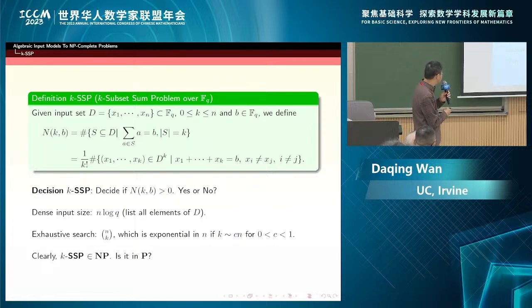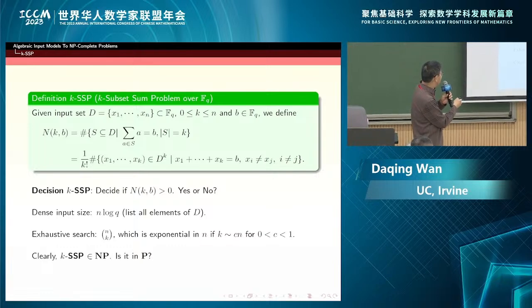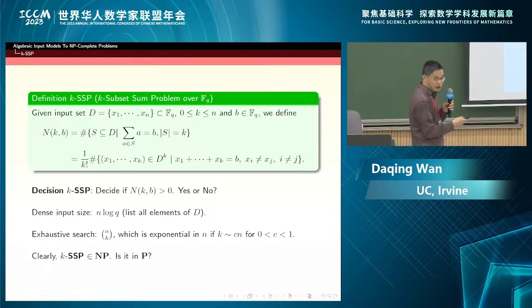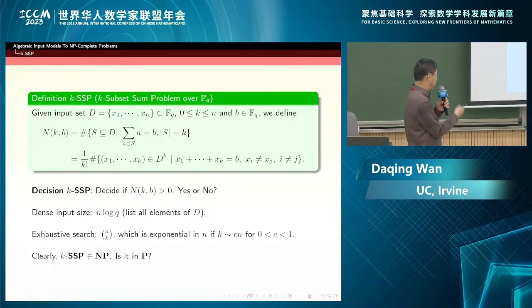Again, the input size is just writing down the subset D. It takes time n log q. Just list all the elements. And here, exhaustive search: we just try all k-element subsets of n elements, which is n choose k. But n choose k is again exponential in n if k is proportional to n, let's say. So clearly, this is in NP, because if there is a solution of k elements, you give it to me, I just add them and check whether it's equal to b or not. So that's in NP, but is it in P?